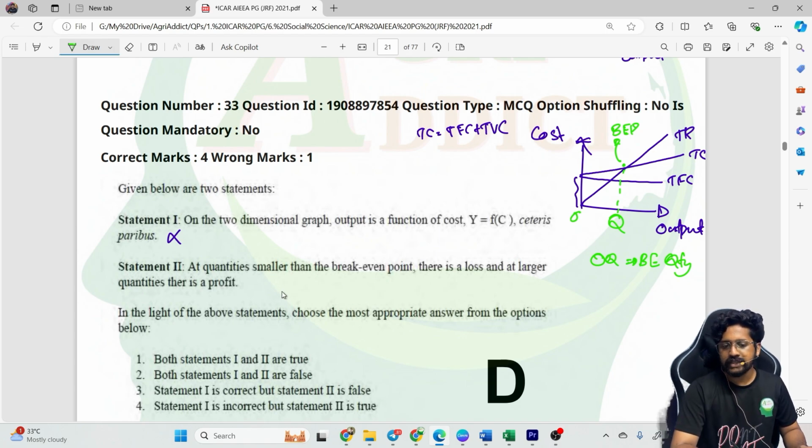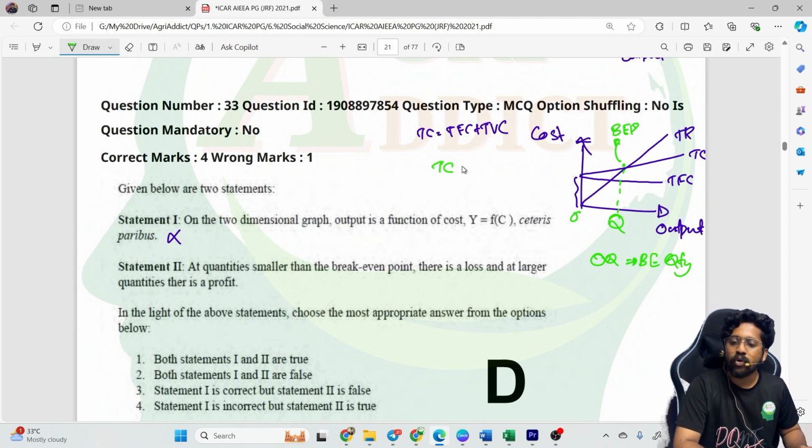So what is asked in the statement? At quantities smaller than the break-even point. So towards the left side of the break-even point, what happens? There is a loss. What happens there? See, towards the left of the break-even point, what is actually happening?